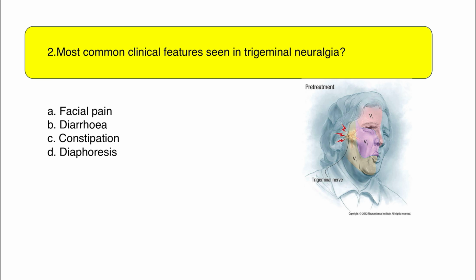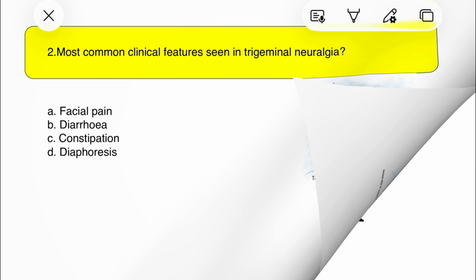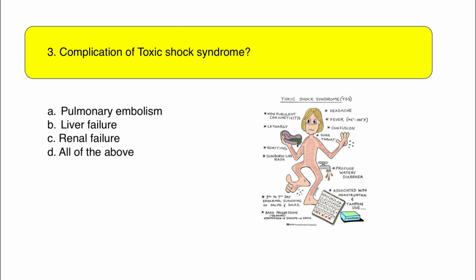Most common clinical features seen in trigeminal neuralgia. Option A is facial pain, option B diarrhea, option C constipation, and option D diaphoresis. The right answer is facial pain. Move on to the next question.